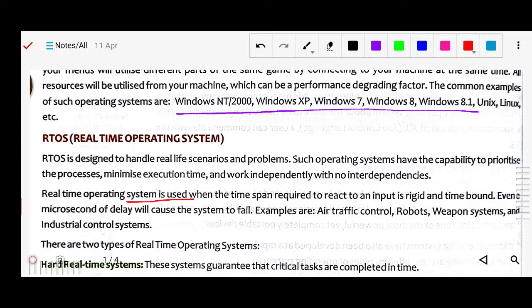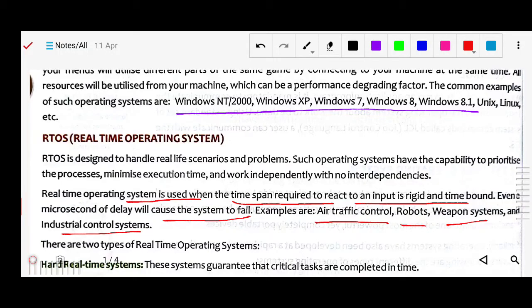A real time operating system is used when the time span required to react to input is rigid and time bound. Even a microsecond of delay will cause the system to fail. Examples are air traffic control, robots, weapon systems, and industrial control systems. There should not be a delay even of a microsecond; it should be done in real time, reliably.